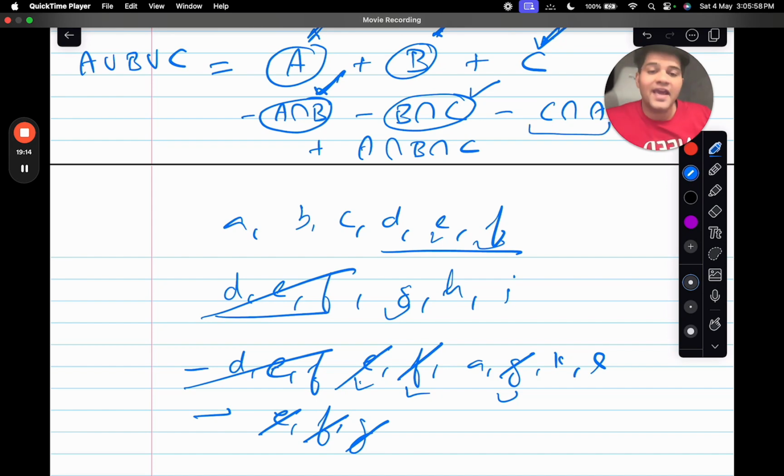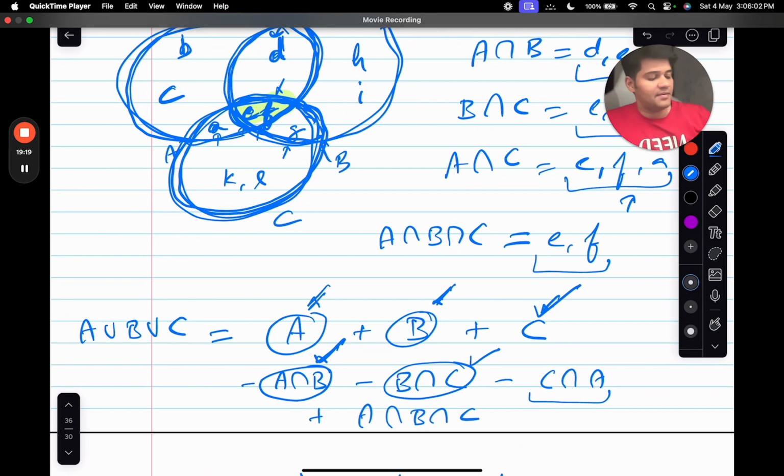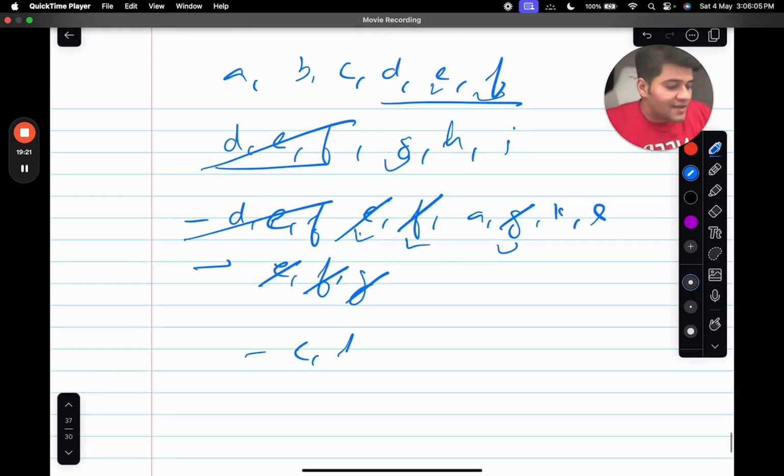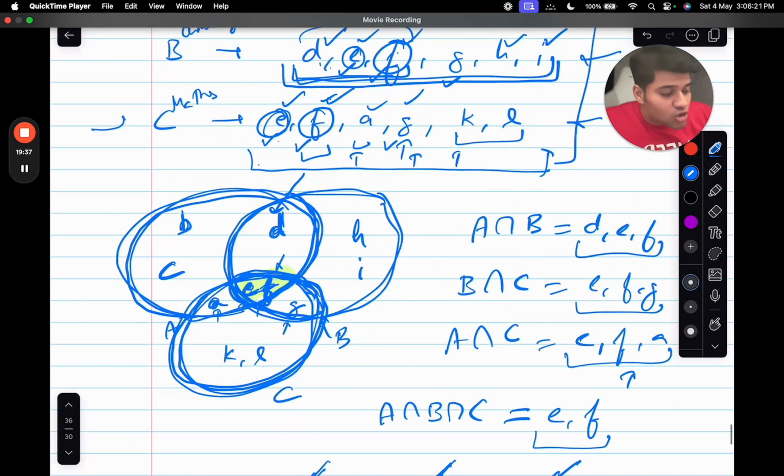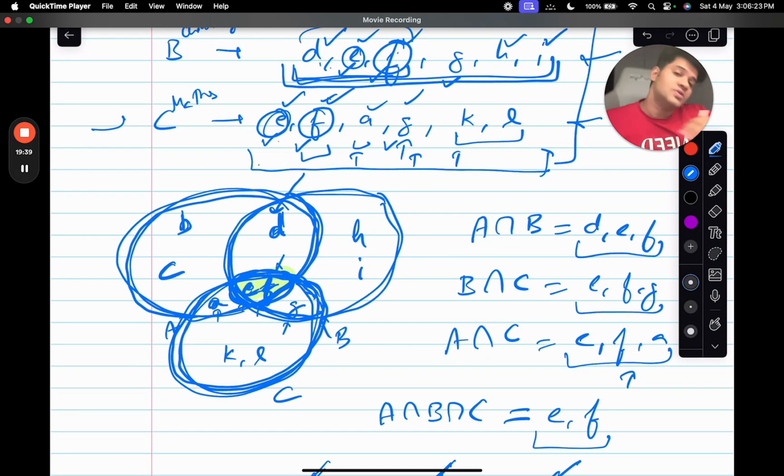Now C intersection A for the duplicates between A and C. C intersection A was E, F, A. So I am subtracting that E, F, A so that I do not have, for example, A twice. A was twice, so I would keep one A, the other A would go. E and F would also go. Now what has happened is this common part had E and F, and that is all subtracted together. This common part is not coming at all.